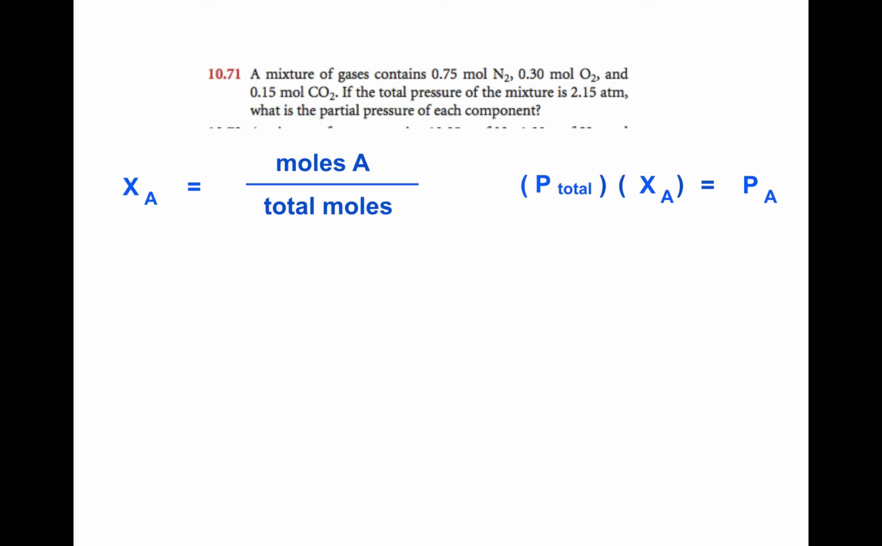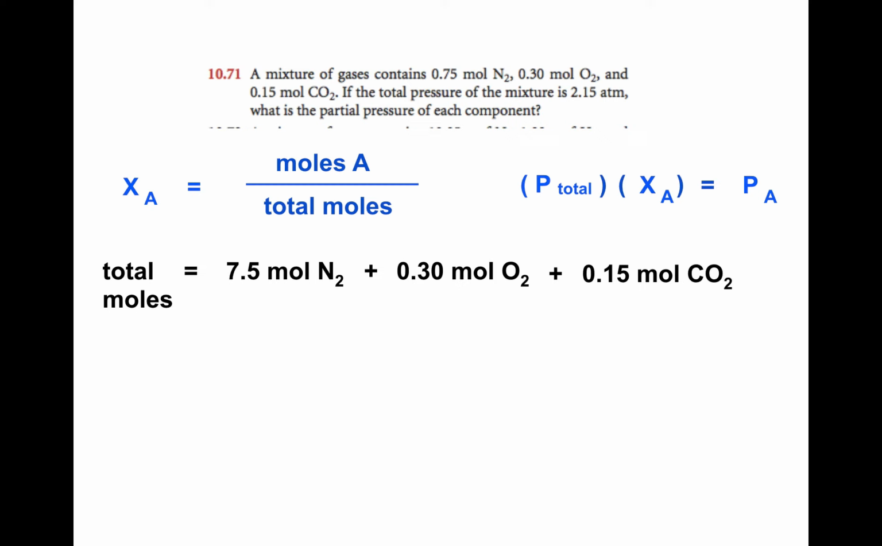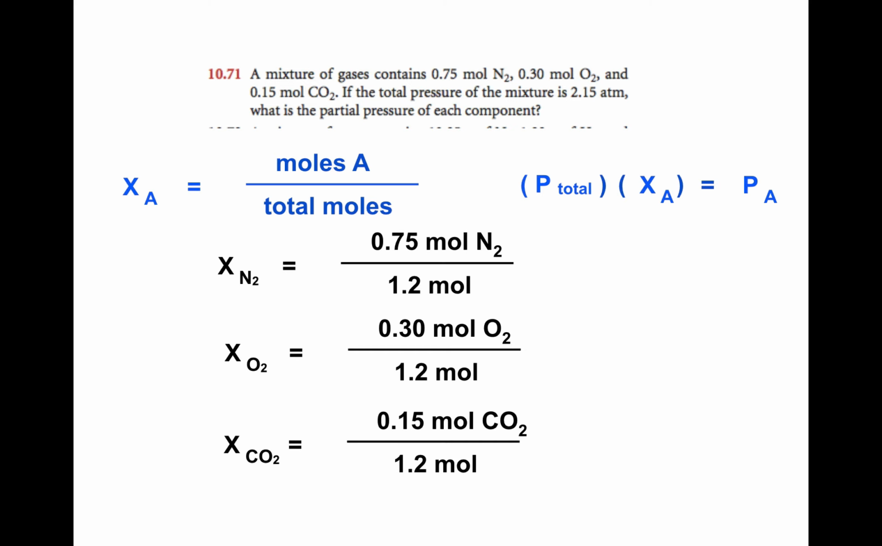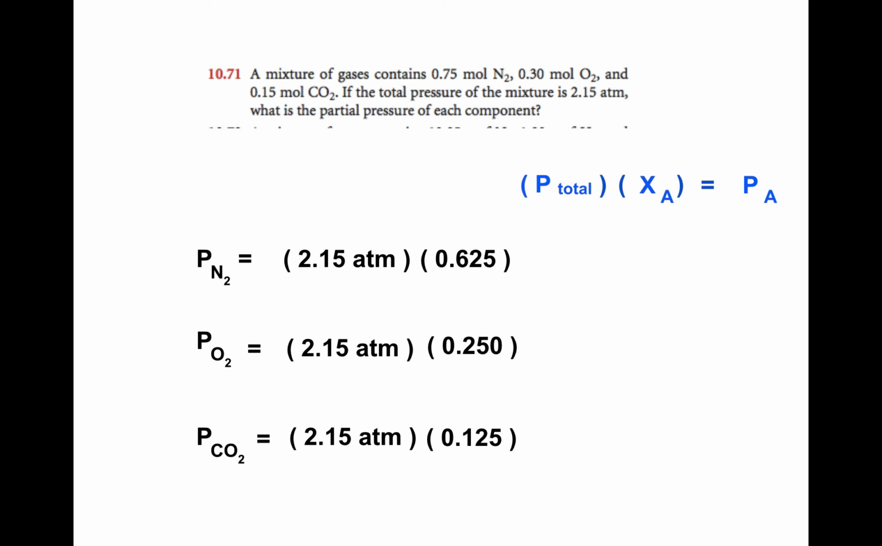So total moles is just equal to the sum of all the moles of gases, right? So add up all the moles of gas in my mixture. This will give me total moles. Take total moles, divide it into the moles of each piece. Divide it into moles of nitrogen, moles of oxygen, moles of CO2 to get the mole fraction of each gas. The fraction multiplied by the total pressure will give me the partial pressure that each one exerts. Boom. And there it is. So 1.3 atmospheres from the nitrogen, 0.54 atmospheres from the oxygen, and 0.27 atmospheres from the CO2.